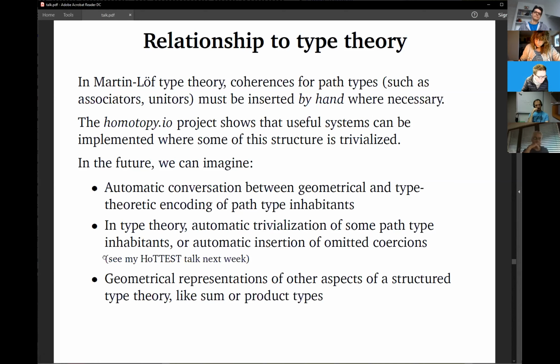And I'm giving a HoTTEST talk a week today where I talk about some type theoretical work that we've done. So there'll be no string diagrams in that talk next week. We talk about our ideas to do exactly this for some fragment of the type theory.